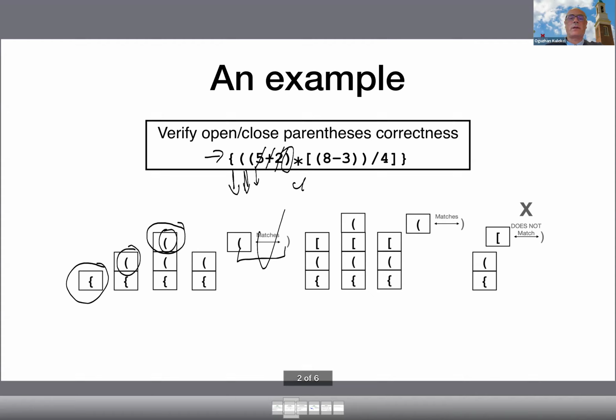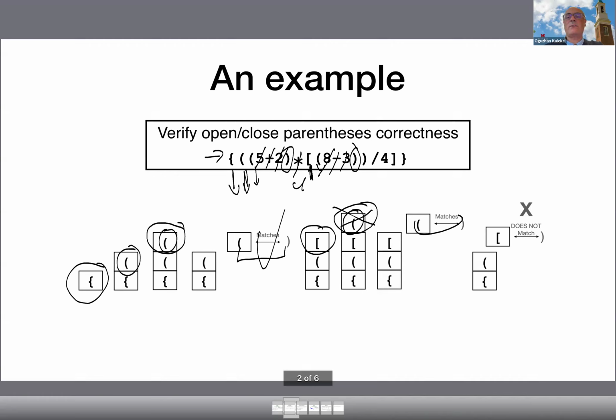Okay, so we continue. That is the multiplication sign, so you just skip it, and then you have this square bracket. That's an open square bracket, so you push it into the stack, and then an open parenthesis, you push it into the stack. Skip, skip, skip, and then there is a close parenthesis. I go to the stack, take the top one, compare them, and they match. That's popped, and I'm left with the square bracket on the top of the stack.